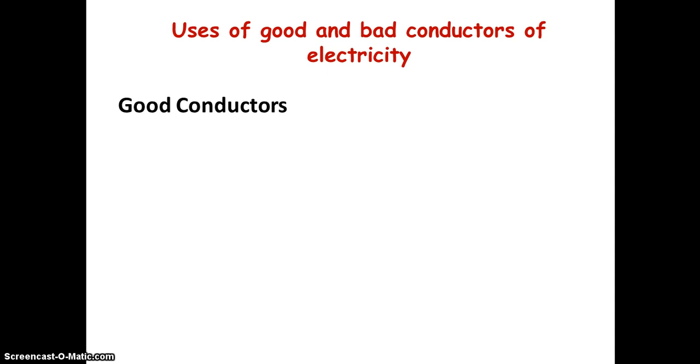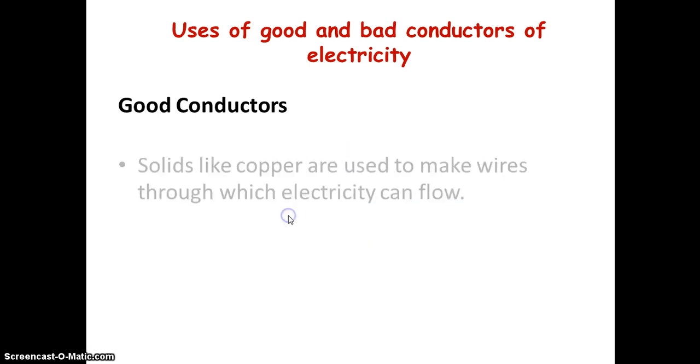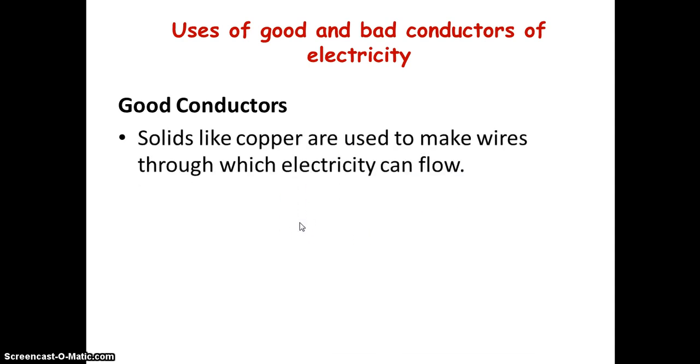Now, do you think there are special uses for good and bad conductors of electricity? Yes. Good conductors, for example, like copper, they are used to make wires through which electricity can flow.